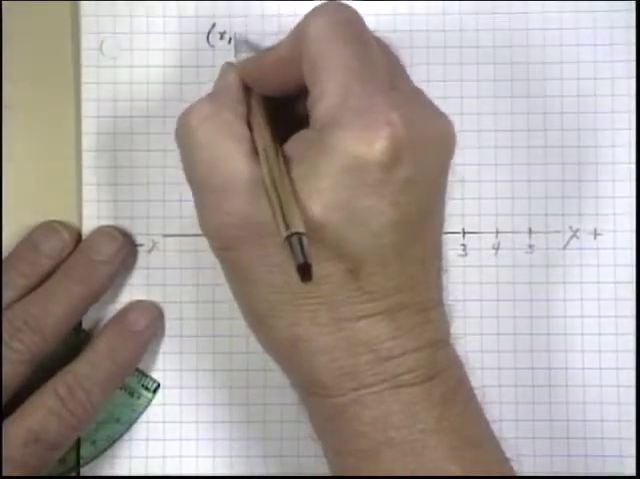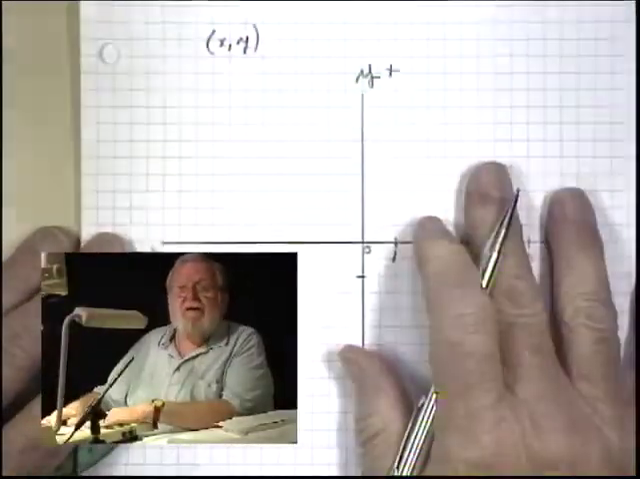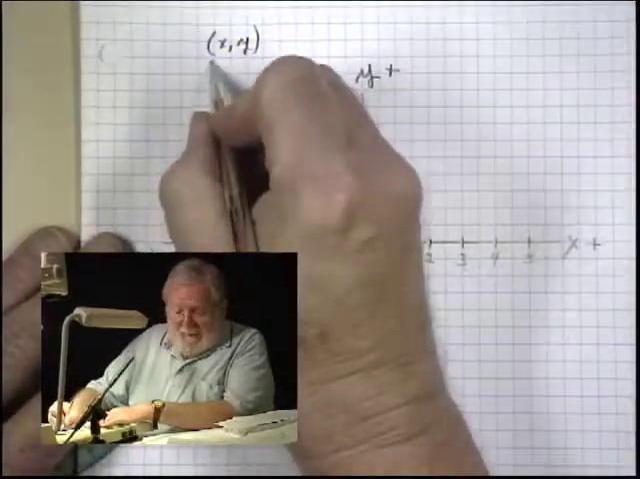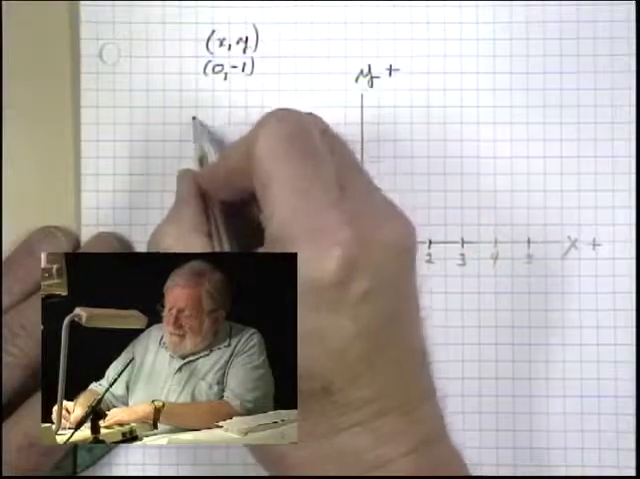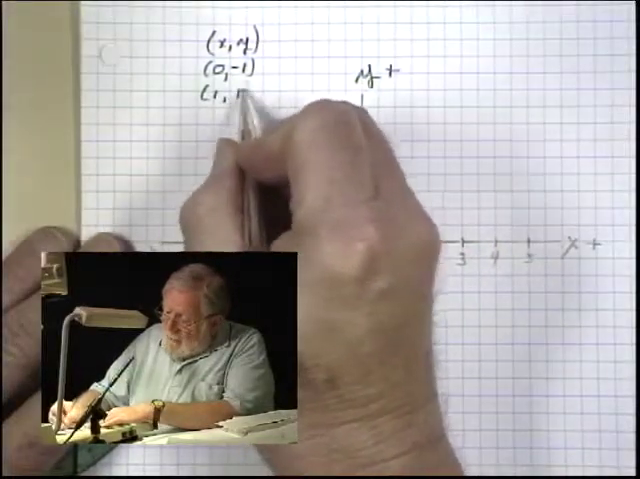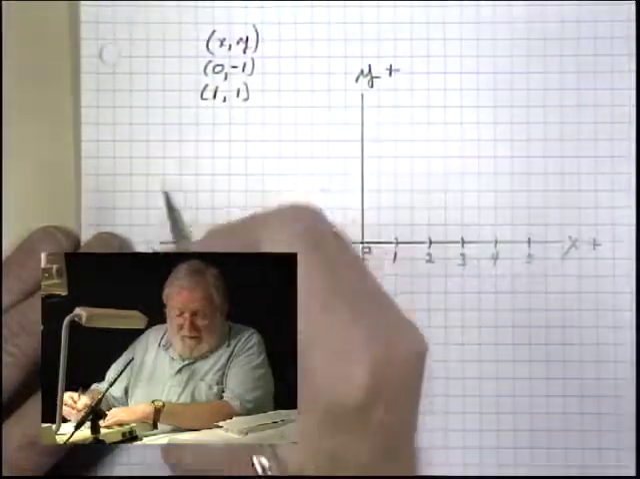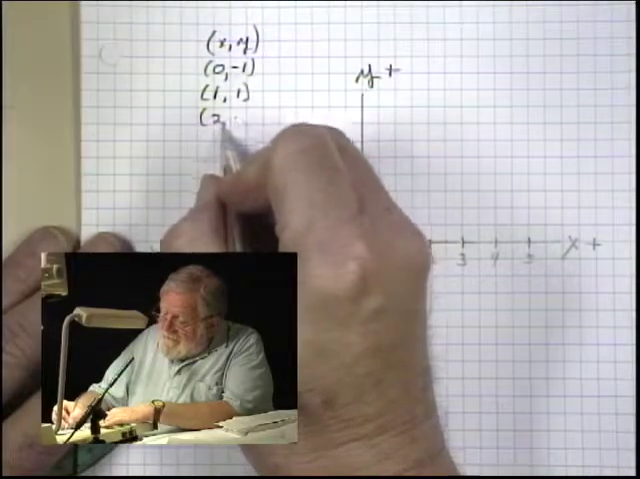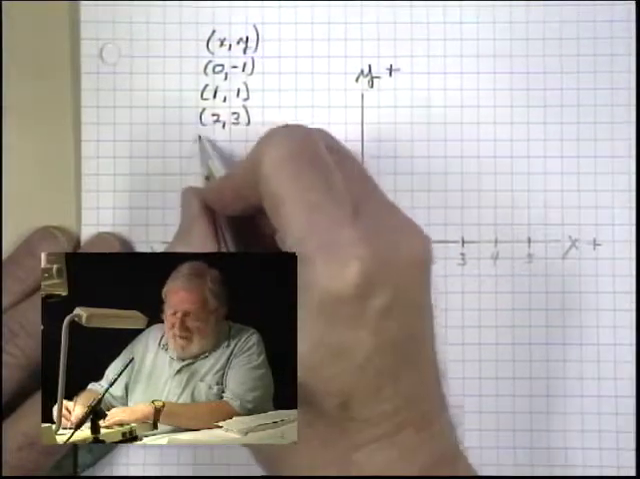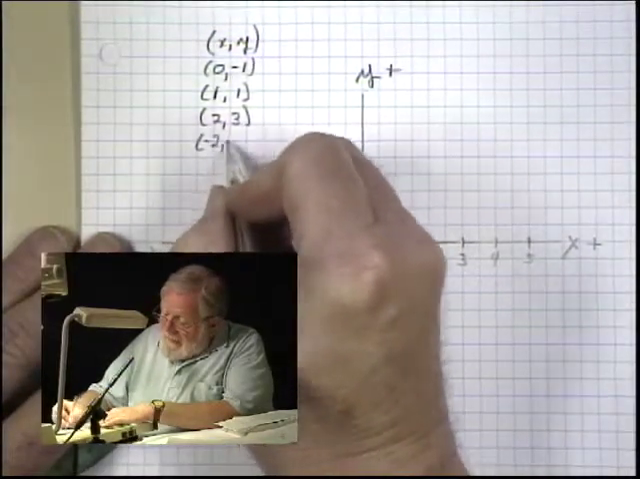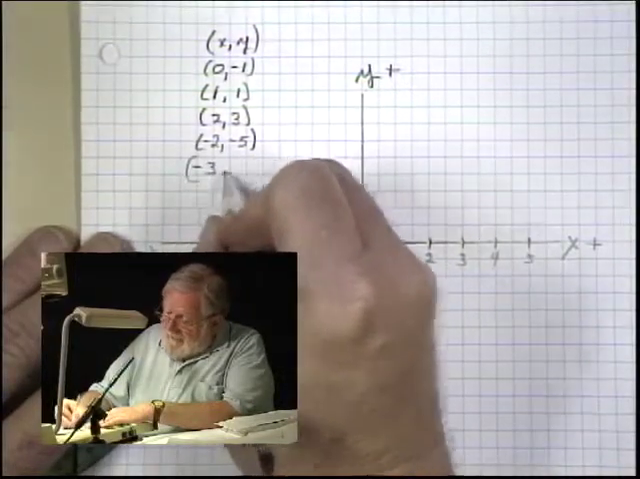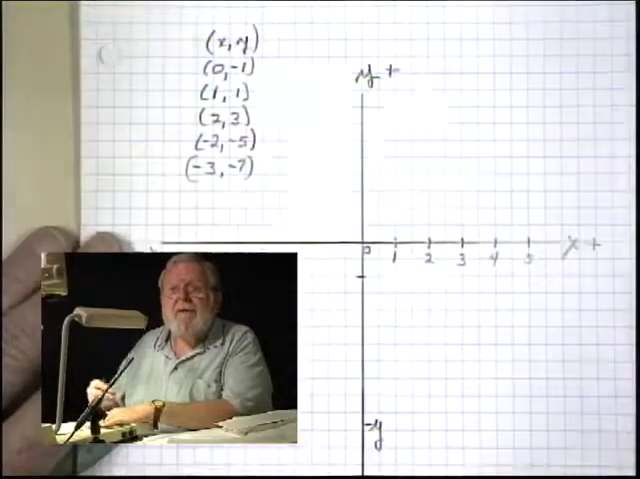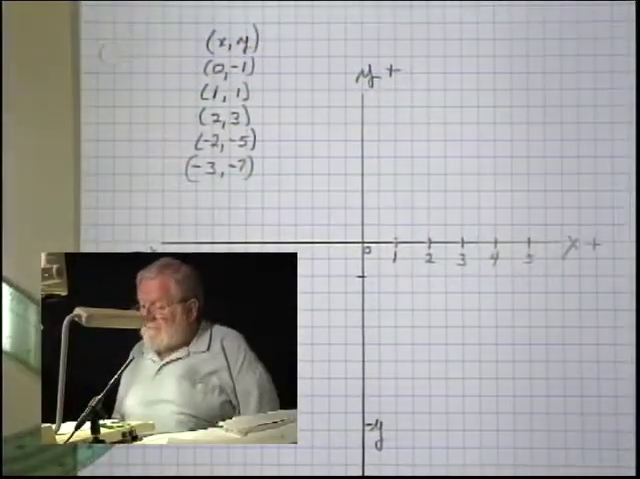X and y, remember, are our ordered pairs. So we're going to have 0 and a minus 1. And we're going to have 1 and 1. We're going to have 2 and 3. Minus 2 and a minus 5. And a minus 3 and a minus 7. And we'll plot those ordered pairs.